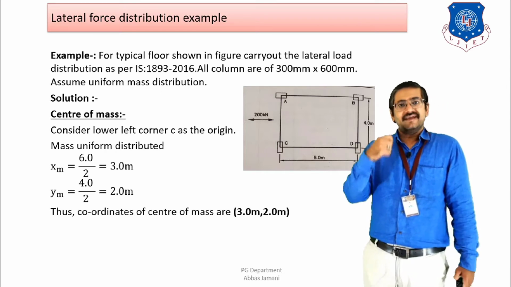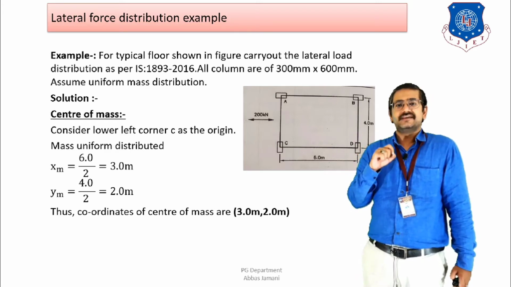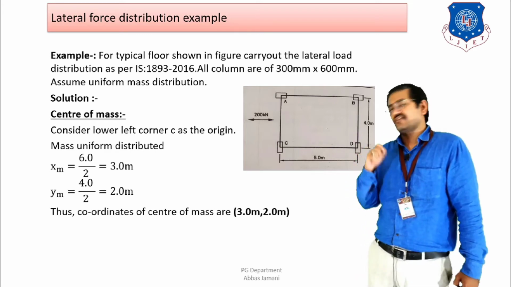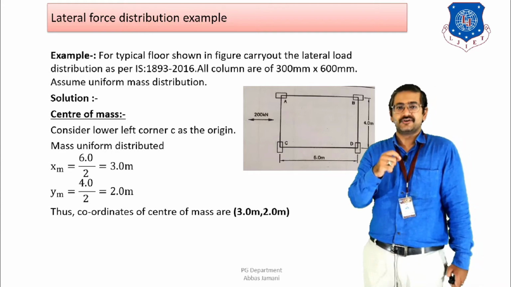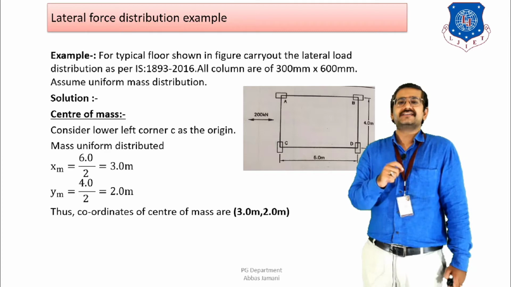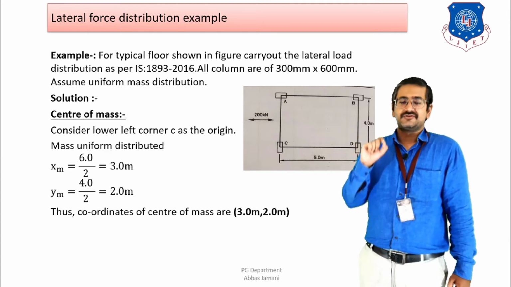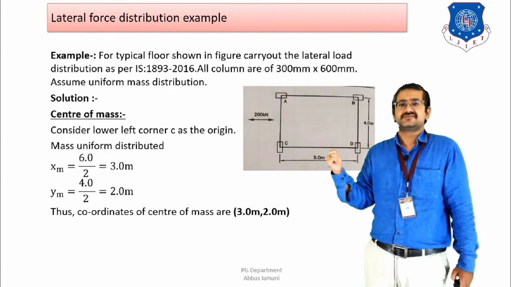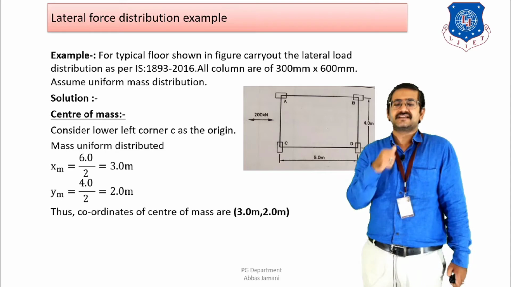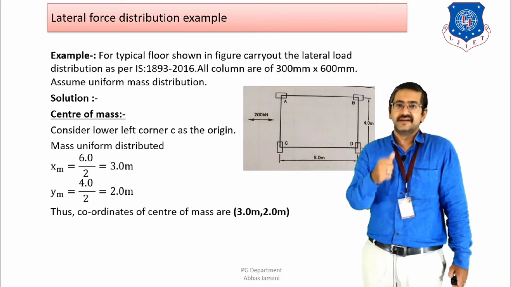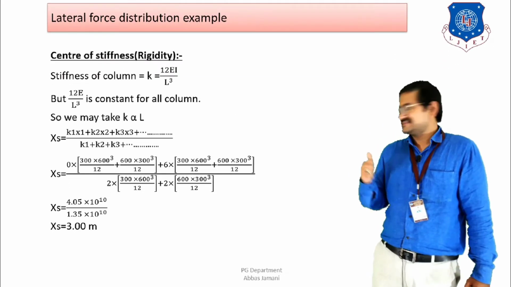So when I talk about 12 EI by L cube, then I can say 12 E and L cube are going to remain the same, or common in all the 4 columns, right. However, there is going to be one change, that is the change in the value of I. So that is why I can say that stiffness is directly proportional to I, right. So I will calculate the center of stiffness based on the value of I, and I for a rectangular section, that is moment of inertia for a rectangular section, is given by BD cube by 12, right. So let us do the calculation for center of stiffness.